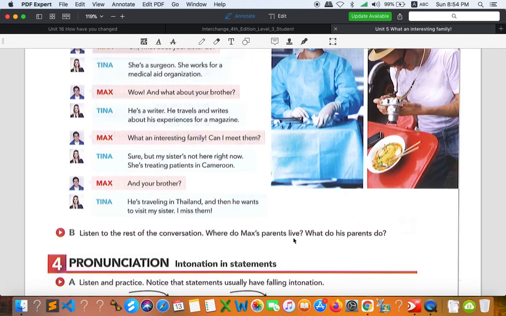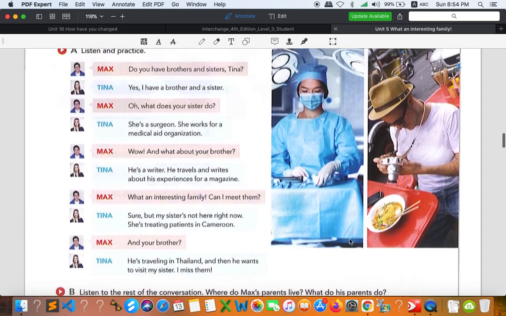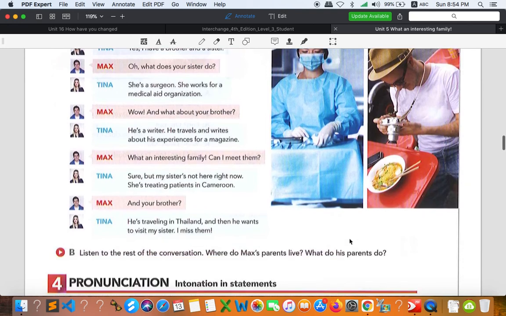Where do Max's parents live? And what do his parents do? All right. It's about what do they do. It's about what are their jobs. All right. His parents' jobs. Okay. Mother, what job? Father, what kind of job? Okay. Things like that. All right, so go to the listening and try to get the answer from the audio, okay? And you can compare the answer with me later.